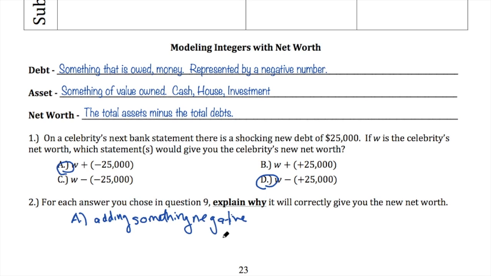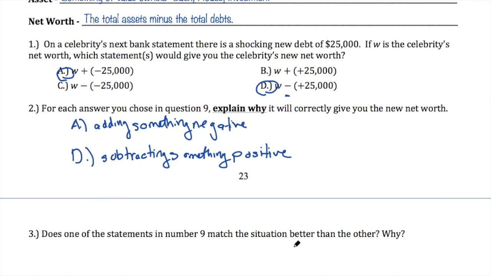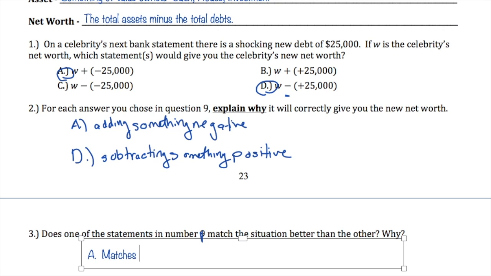Letter A specifically is adding something negative, so like adding a debt. D is taking away something positive, so maybe like subtracting an asset, so maybe their car was stolen or something like that. So if we compare A and D, both of them are doing something bad, but which of them, as question 3 says, is a better match of the statements in question 1 where there's a new debt of $25,000? So A is slightly a better match because it's adding something negative, it's adding that debt.